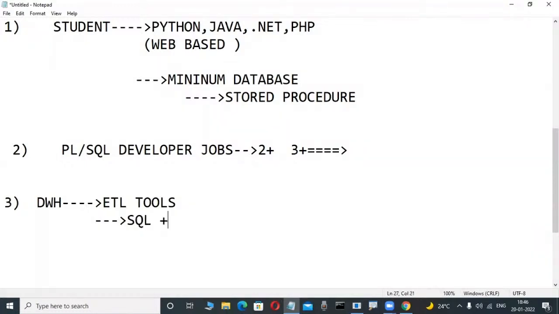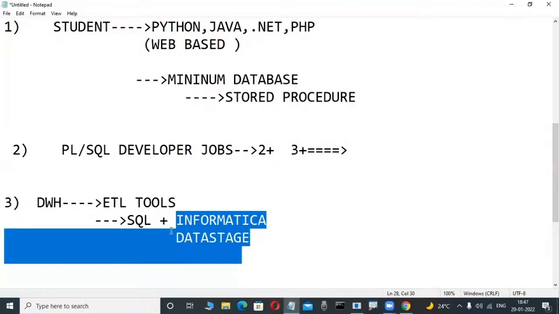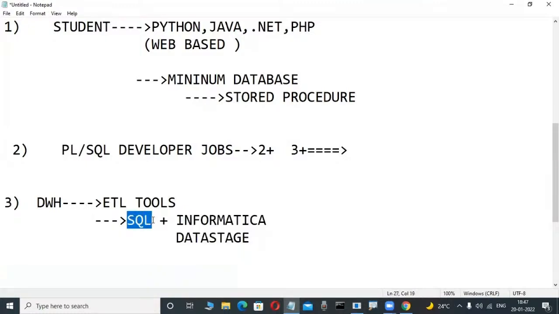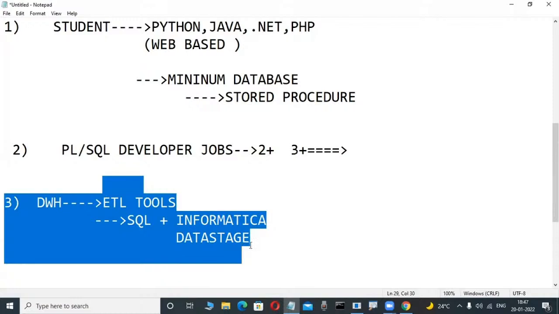Having an idea of SQL, they learn these tools in institutes also. Informatica is a very popular tool. Again, DataStage is a popular ETL tool, and Talend is another tool. These ETL tools have a graphical user interface. They are learning with minimum knowledge required in SQL. That's why they are learning these courses for these jobs.